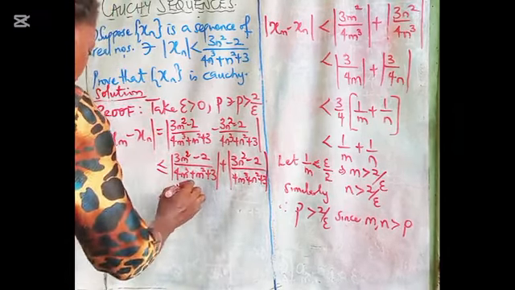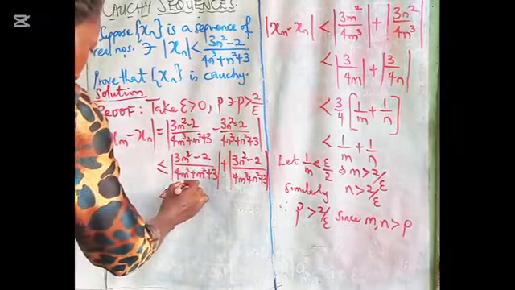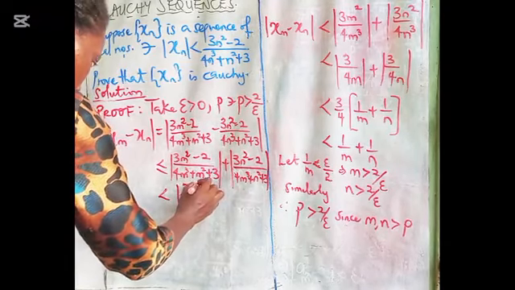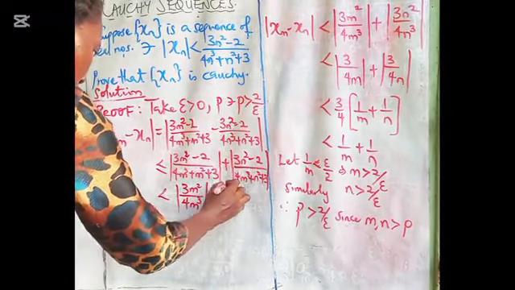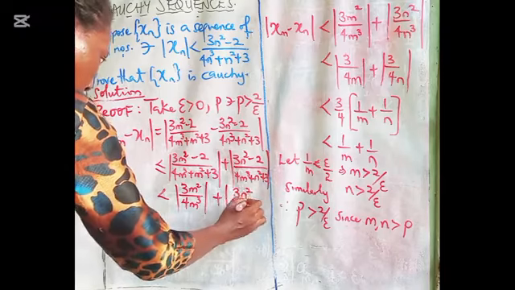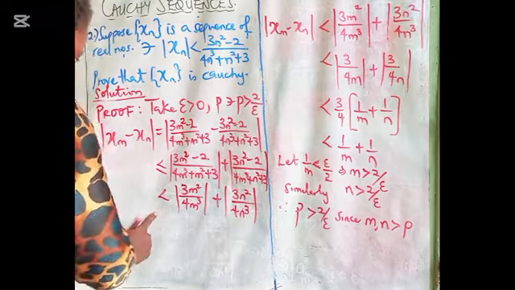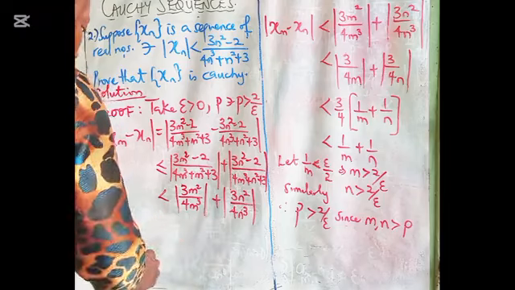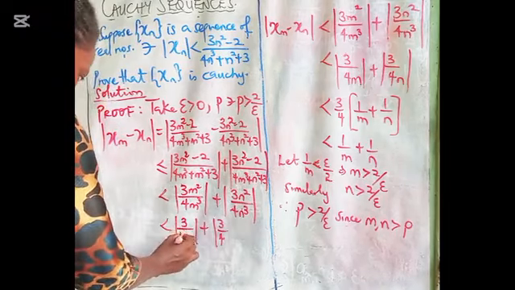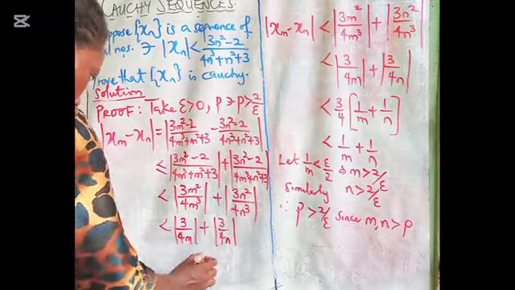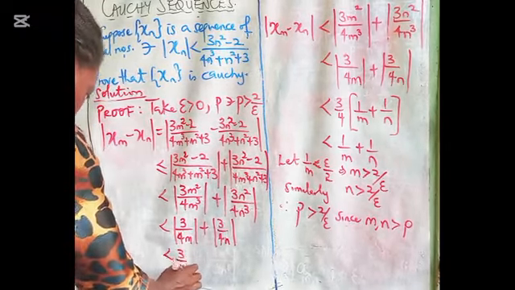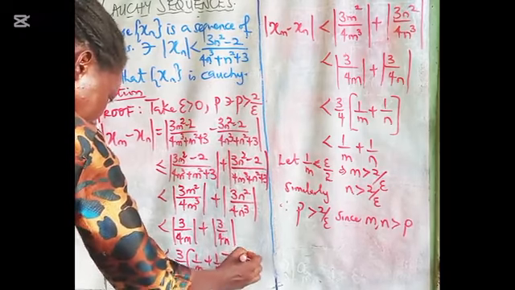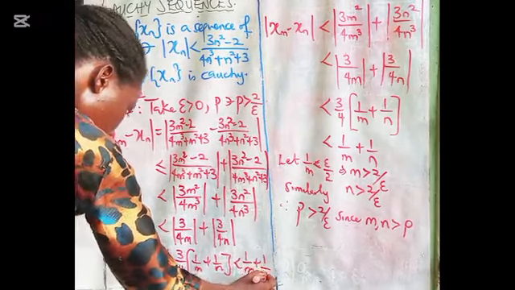And this is less than 3m squared over 4m cubed plus 3n squared over 4n cubed, and that is less than 3 over 4m plus 3 over 4n, and that is less than 3 over 4 into 1 over m plus 1 over n, and that is less than 1 over m plus 1 over n.